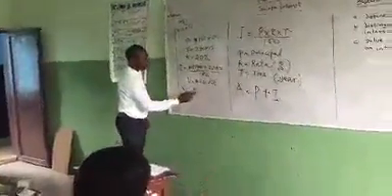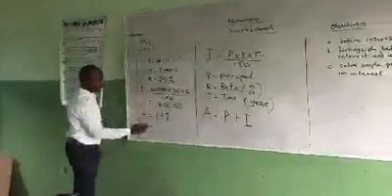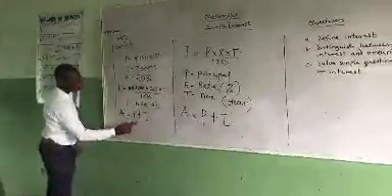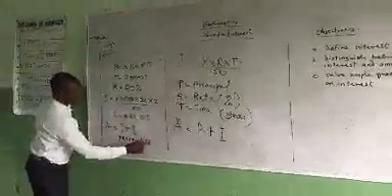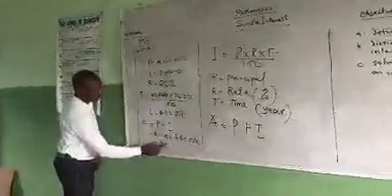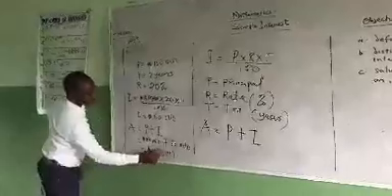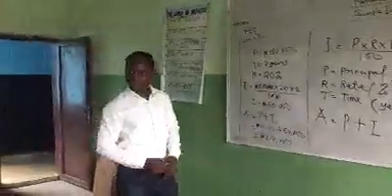Amount equals principal plus interest. The principal is what? 150,000. And the interest is 60,000. Finally, that will be what? 210,000. Are we clear? Yes, sir.